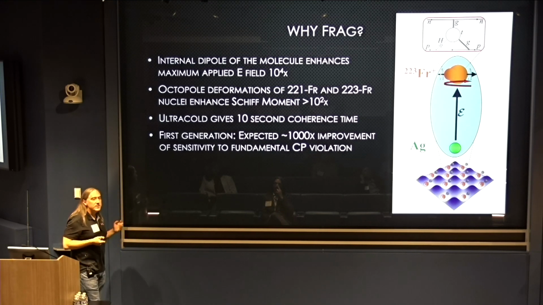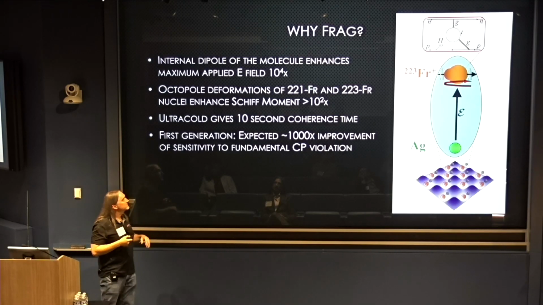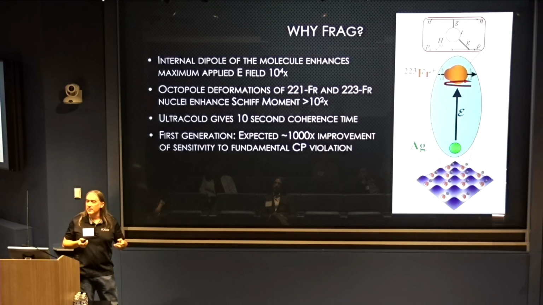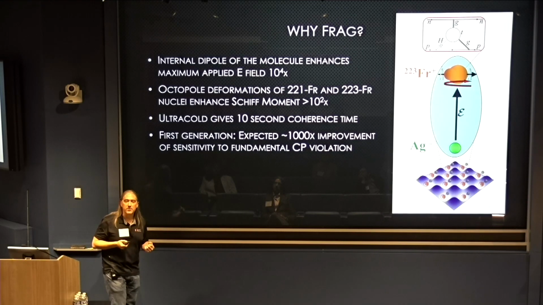Francium actually has two isotopes with octupole deformations of slightly different characters. Each of them gives at least a factor of 100 enhancement to the nuclear shift moment you should see compared to something spherical like mercury.